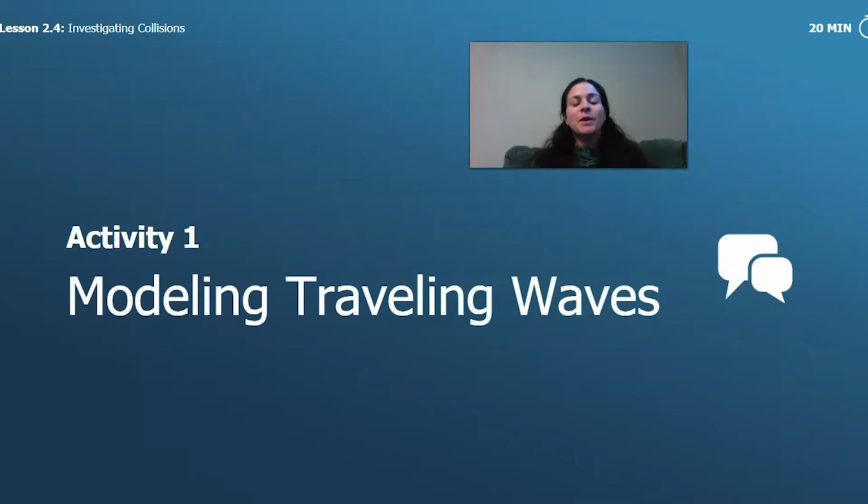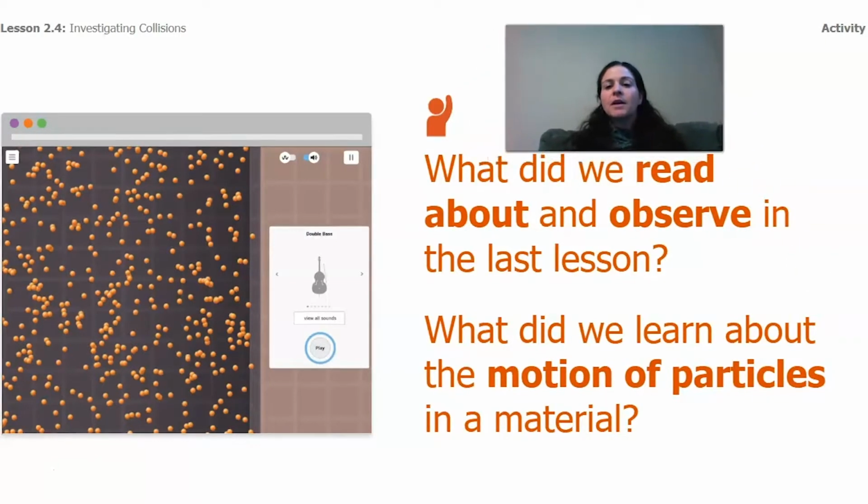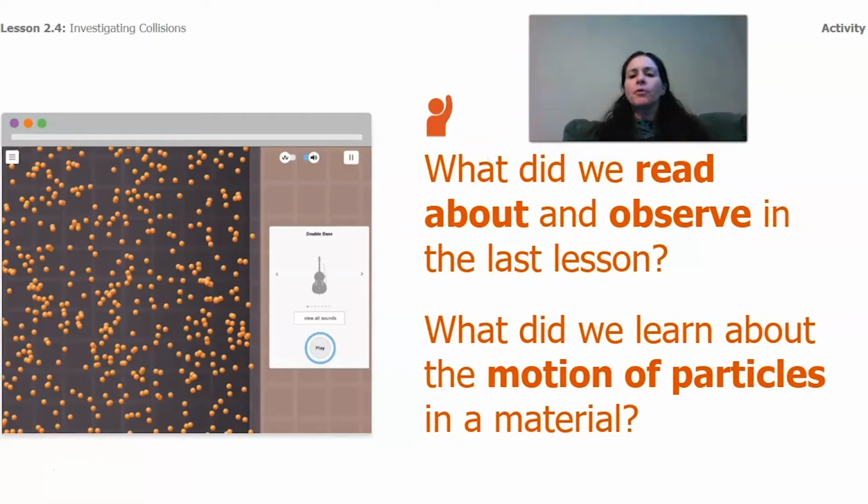So the first thing that we're going to do is look at a model of traveling waves. Now, I'm thinking, what did we read about and observe in the last lesson? And what did we learn about the motion of particles in a material? Well, let's start with the first question. What did we read about? We read about a couple different animals and how they communicated. That a sperm whale used clicks to go through the water and a kangaroo rat used its foot to thump through the ground.